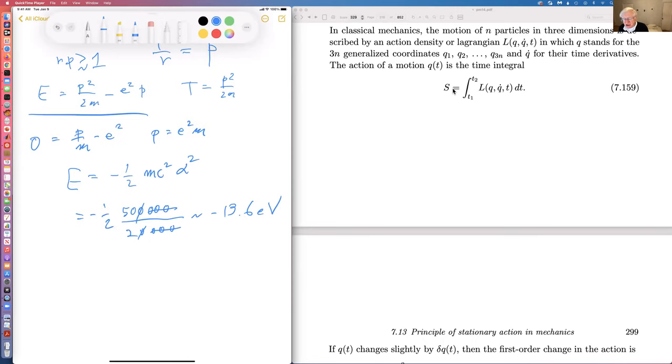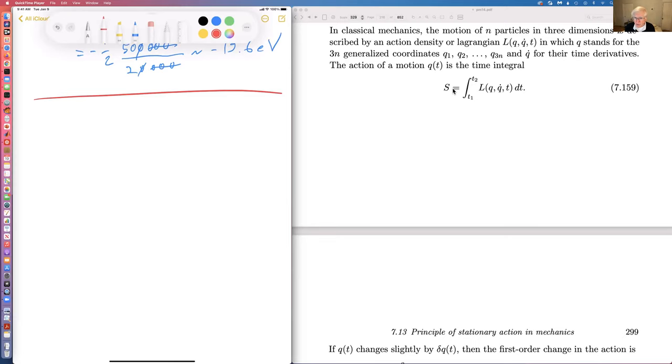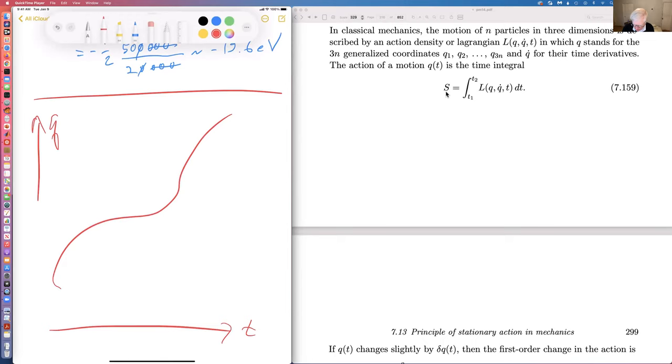So the idea here, let me sort of visualize this point. By the way, this S is not entropy, this is action. So you have a process in which that happens. This is T and this is Q. And really this Q is a vector. It's a 3n vector, something like that.